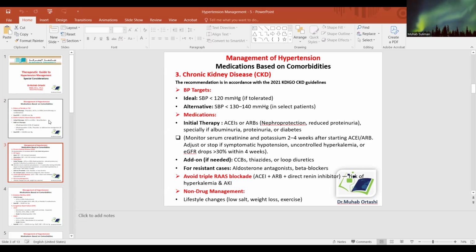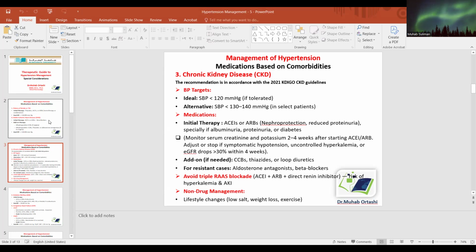If the hypertension is uncontrolled in spite of using the drug, we can add a calcium channel blocker, thiazide diuretics or loop diuretics. Of course, for thiazide diuretics the GFR should be high, more than 30 and even more than 60 preferably, and loop diuretics could be used even with a low GFR. Like for resistant cases, we can add more drugs like aldosterone antagonists and beta blockers. The most important one remains ACE inhibitors and ARBs, or RAS inhibitors.